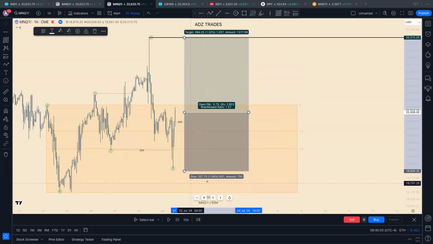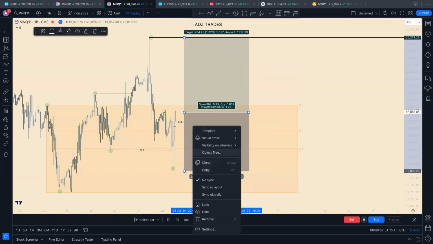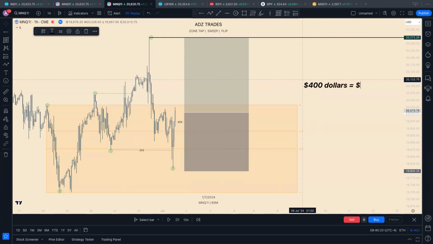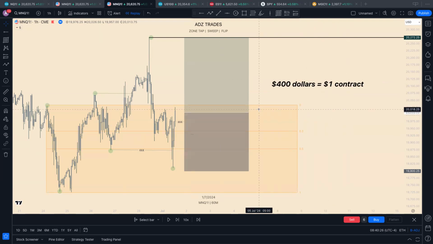I'm now risking 207 points. So every point is $2, so the risk on one contract is $400 for this trade. So I'm only allowed to put in one contract, right? I can't afford any more than one contract because it's going to go over. Let's say my max risk per day was $500. I can't do more than one contract because it's going to be $800, and that's going to be too much.